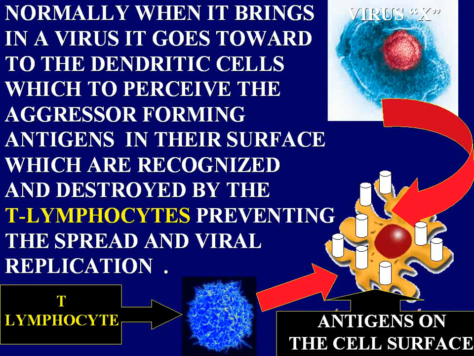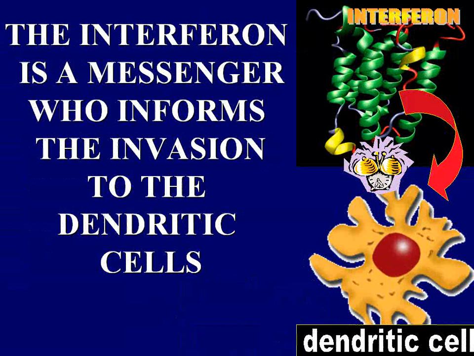Normally, when it brings in a virus, it goes towards the dendritic cells, which perceive the aggressor, forming antigens on their surface, which are recognized and destroyed by T lymphocytes, preventing the spread and viral replication. The interferon is a messenger who informs the dendritic cells of the invasion.